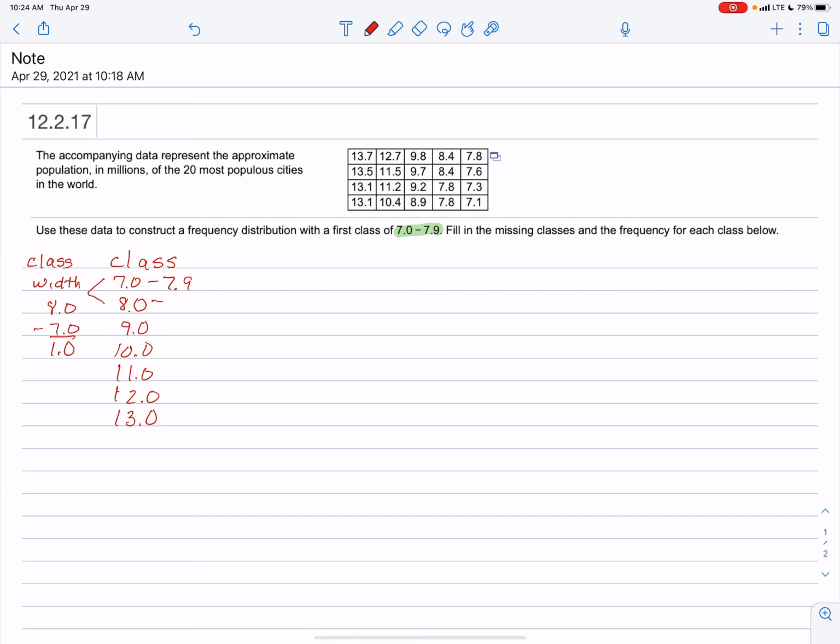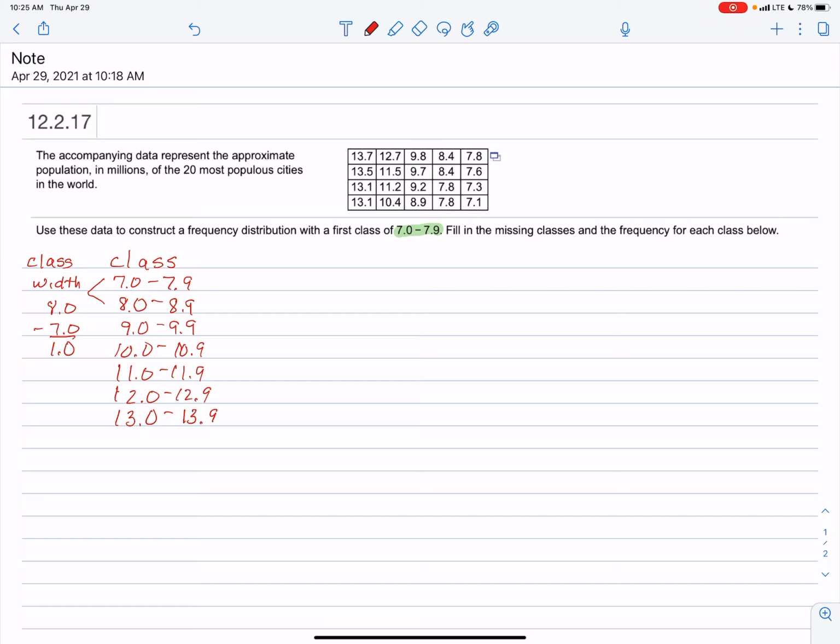Well, we could do the same thing with the upper class limits. Once I know the first upper class limit and the class width, I can just add the class width to each. So I have 7.9. If I add 1, I'll get 8.9. If I add 1, 9.9. I add 1, 10.9. I add 1 to that, I get 11.9. Add 1 to that, I get 12.9. And 1 to that, I get 13.9.